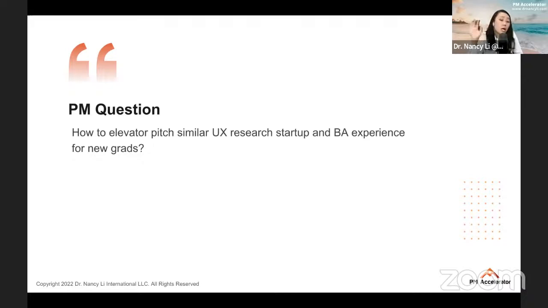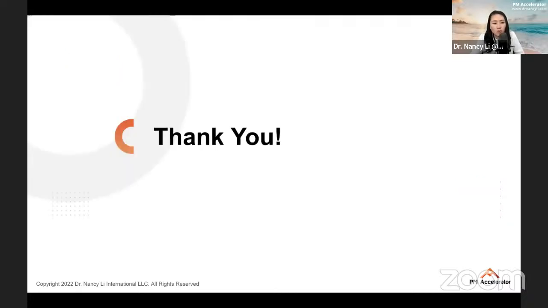Okay, so in summary, when you do the elevator pitch, you do the same thing. The pitch methodology is the same. You just need to understand what the impact is, what your most impressive story is, and how it's relevant to the job positions you're applying for. We don't cover UX BA for today, but it's the same framework.